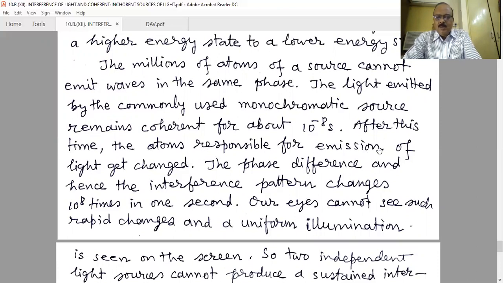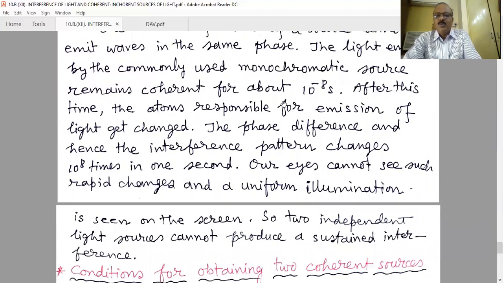The atoms responsible for the emission of light get changed. Next, other atoms will emit light. We get continuous light because so many atoms simultaneously emit light one after another. The phase difference, and hence the interference pattern, changes 10 to the power 8 times in 1 second.